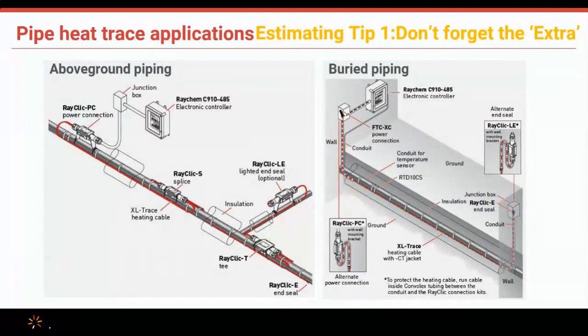All right, let's get into estimating tip number one. Estimating tip number one is don't forget the extras. What do I mean by that? Well, I just talked to you about this buried pipe application, right? So whenever you are going underground, or for that matter, if you're talking about a pipe riser on a building that you have to go up 4 floors, you want to take into consideration those verticals. That's something that's missed quite often. Give yourself that extra 5 feet to come up out of the ground. Give yourself the extra 30 feet that you need because it's vertical piping and you don't want to miss that in your takeoffs.